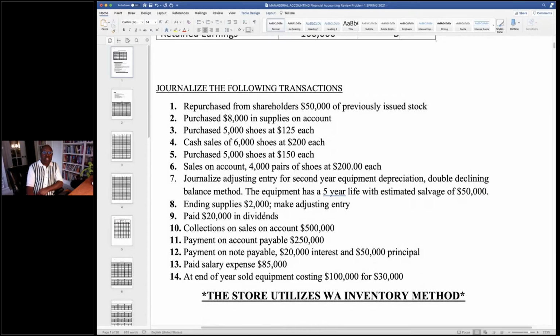Paid dividends 200,000 in dividends. Collections on sales of account 500,000. Payment on accounts payable. Payment on notes payable. Paid salary expense. And at the end of the year, they sold some equipment costing $100,000 for $30,000.